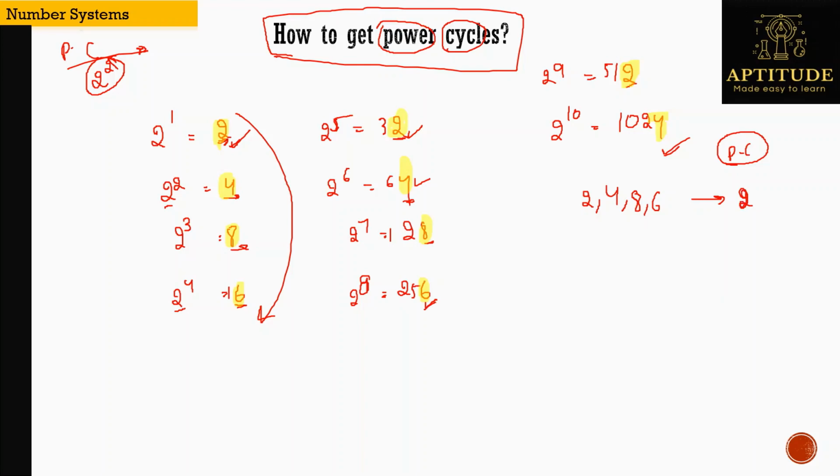How to frame power cycles for any number is the same pattern. Just consider a few powers of any number. If I want to find the power cycle of 3, I'll consider 3 power 1 to 3 power 8, or else 3 power 10. By that I can find power cycles. So this is how power cycles will be framed. I hope everyone is clear with this, it is a very easy concept. Why am I considering 2, 4, 8, 6 in this cycle? Because the values are repeating once again after 6. So till here one cycle will be completed.